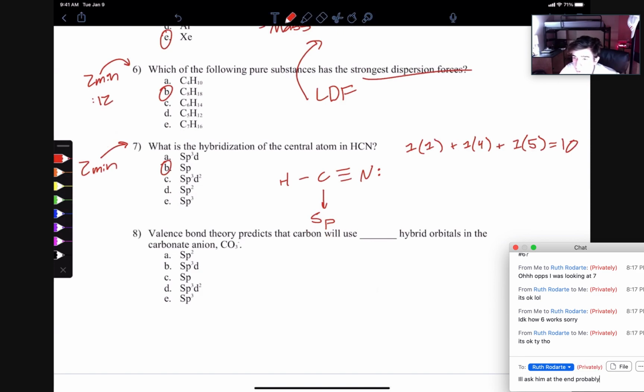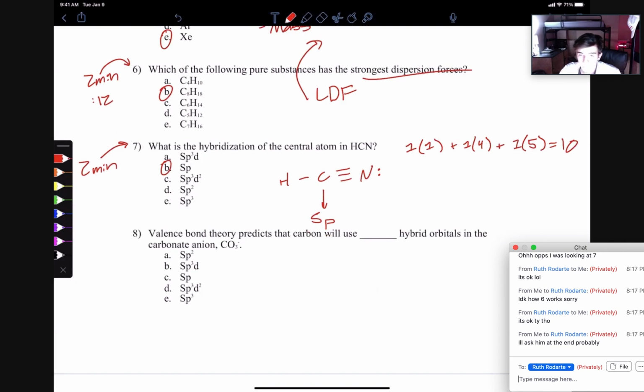Someone's saying all the electrons are bonded. I don't know what you mean. Are you saying all the electrons should be in bonds and not as lone pairs?